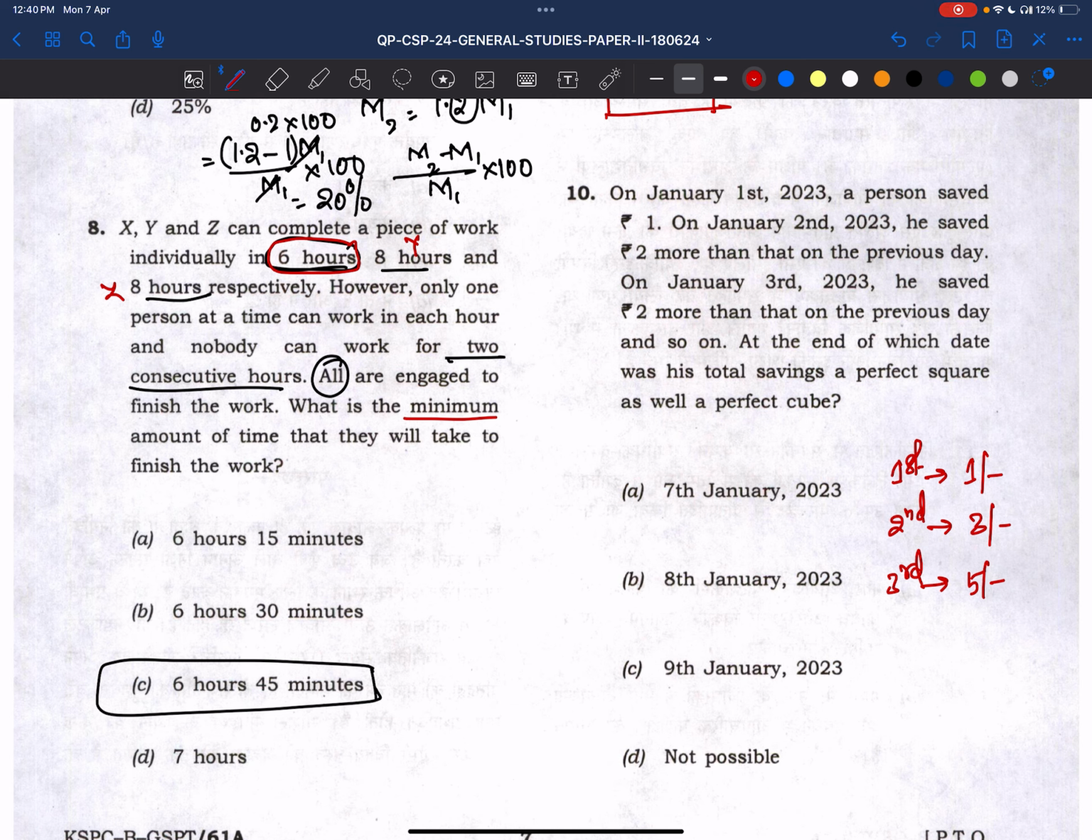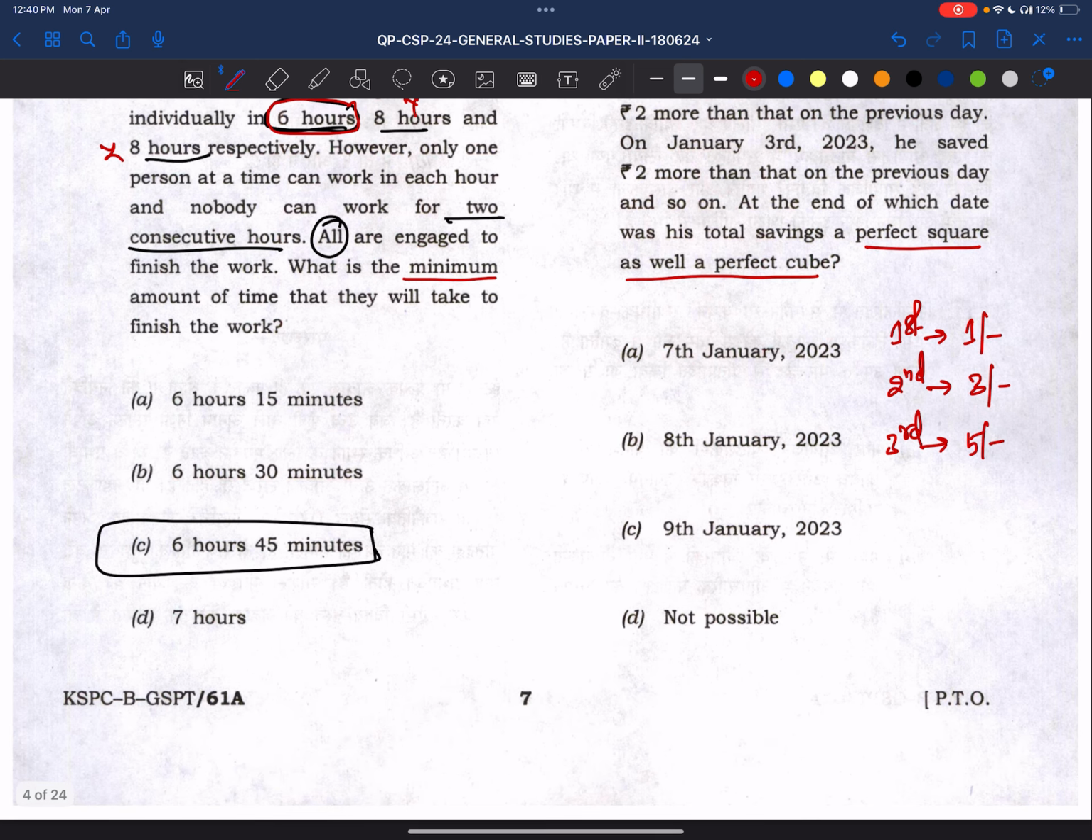At the end of which day was his total savings a perfect square as well as a perfect cube? Perfect square as well as perfect cube. Okay. So on 4th, he saved 7 rupees. On 5th, he will save 9 rupees. On 6th, 11 rupees. On 7th, 13 rupees. Let's add these values.